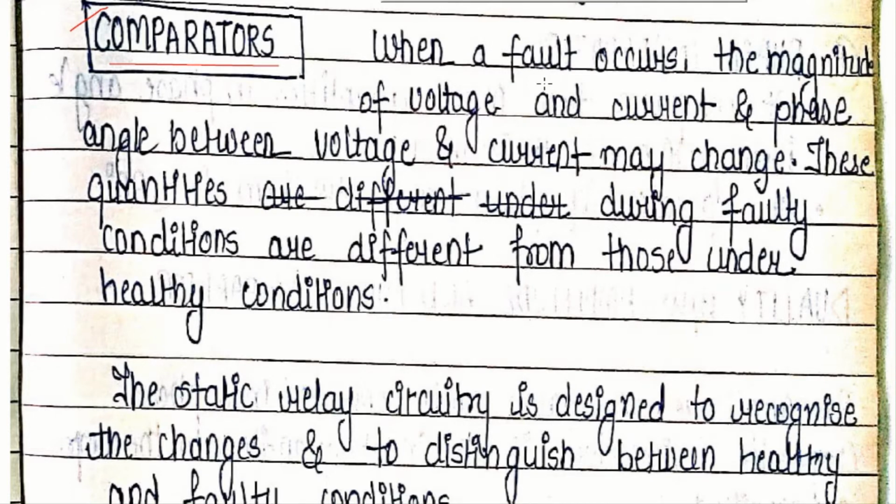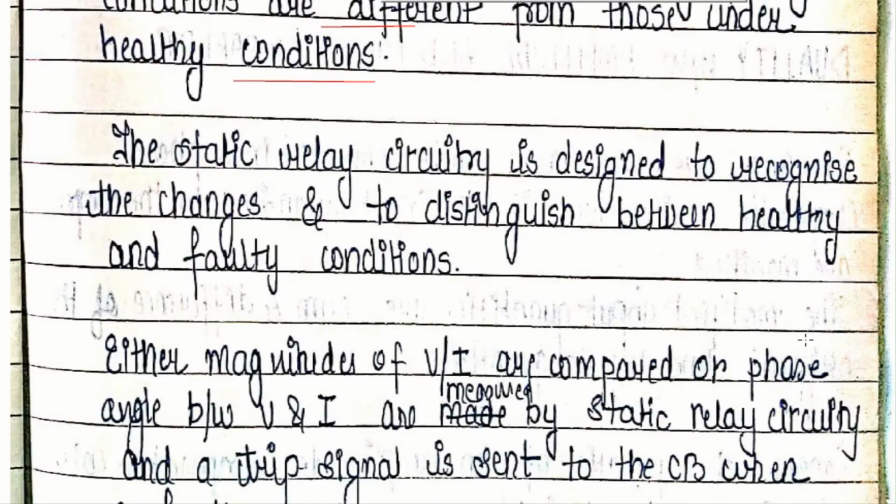Whenever a fault occurs, the magnitude of voltage and current, and also the phase angle between the voltage and current, changes. Thus, this fact is utilized to judge whether a fault has occurred in the system or not. These quantities during faulty conditions are different from those under healthy conditions. The static relay circuitry is designed in such a way that it can recognize the changes occurring in the system and it can distinguish whether the system is under healthy condition or faulty condition.